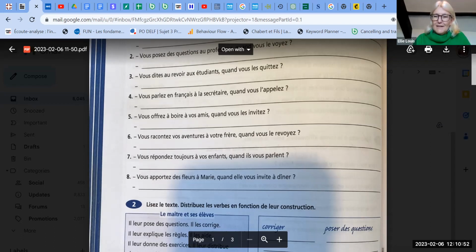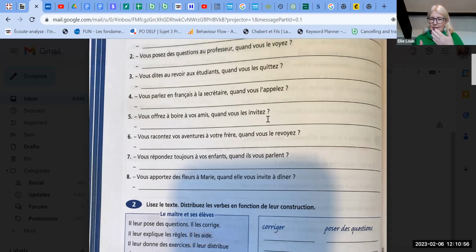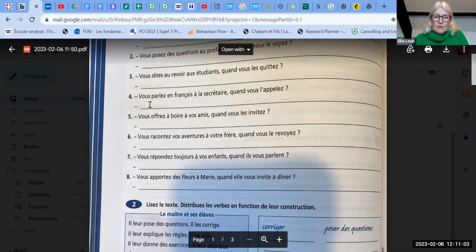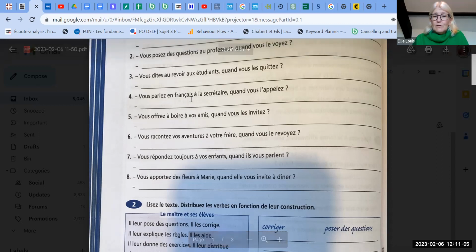Hopefully that's what you got. Good, excellent. Right, this is making sense. Okay, so this exercise is going to follow the same route every single time. So I hope you're getting the hang of it now. Okay, so numéro 4. Vous parlez en français à la secrétaire quand vous l'appelez.